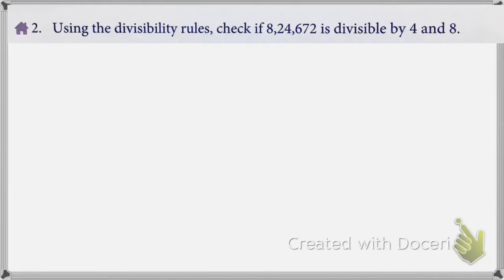So students, you know what the divisibility rule for 4 is? The last two digits must be divisible by 4. And what is the divisibility rule for 8? The last three digits should be divisible by 8. So I have provided the answer to you.